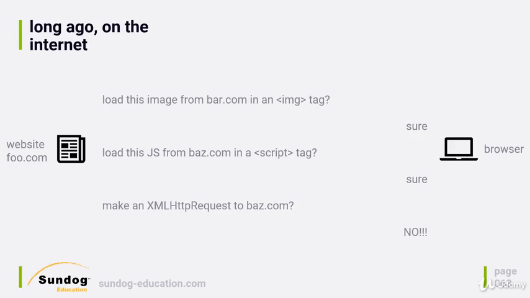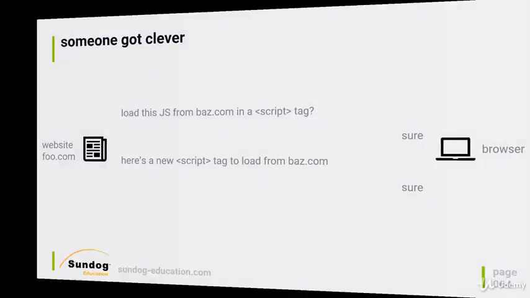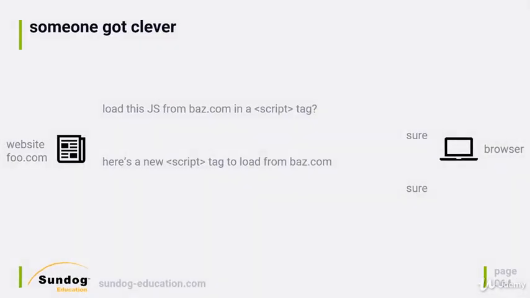This meant that you would have to do all sorts of work to make it look like any remote resources were actually hosted on your server on foo.com. People would create proxies within their servers to try to make that happen and all sorts of silly stuff. But then, someone got clever. They realized there might be a way around this.